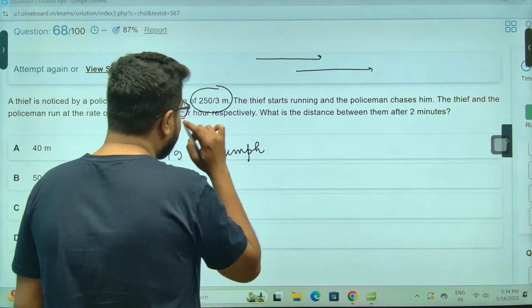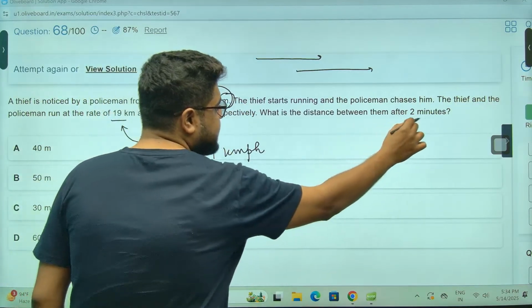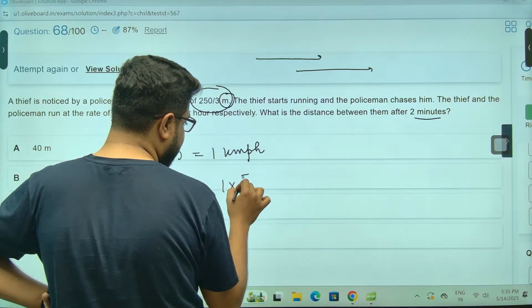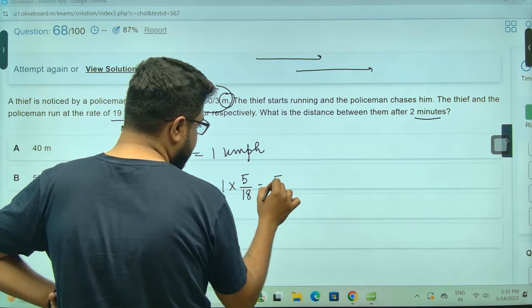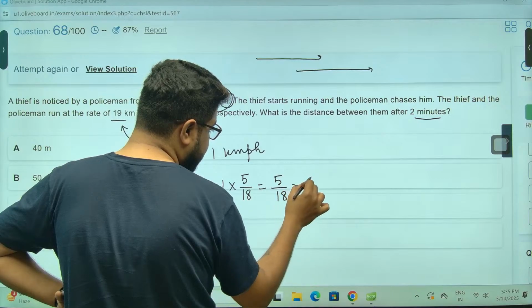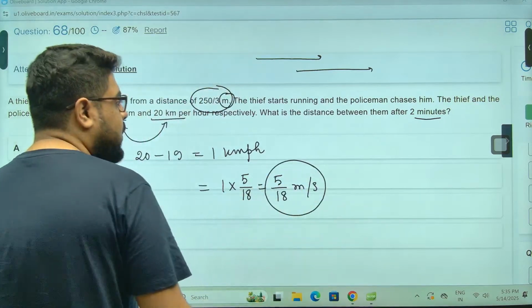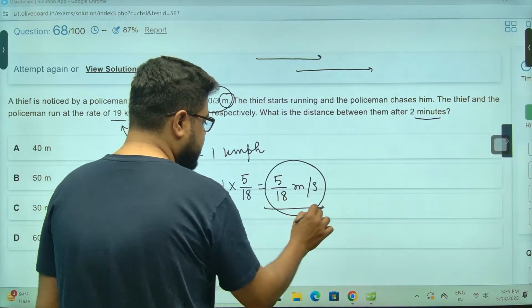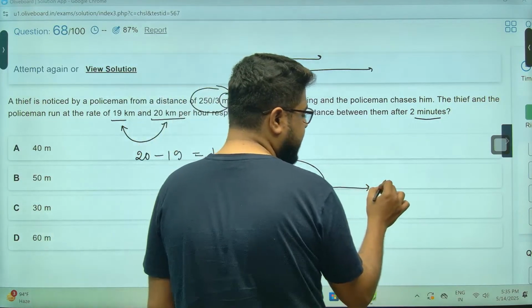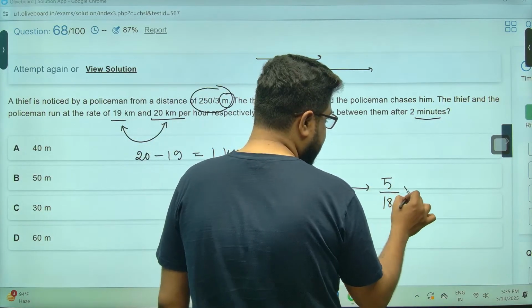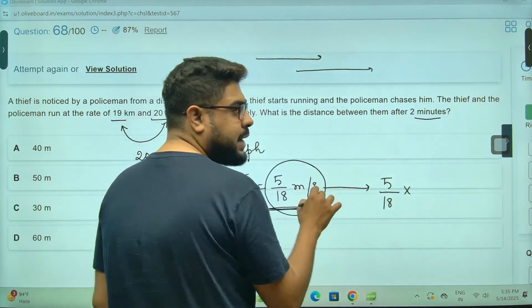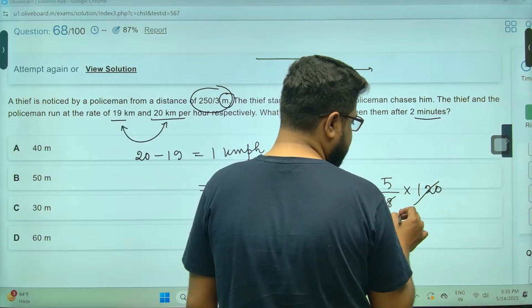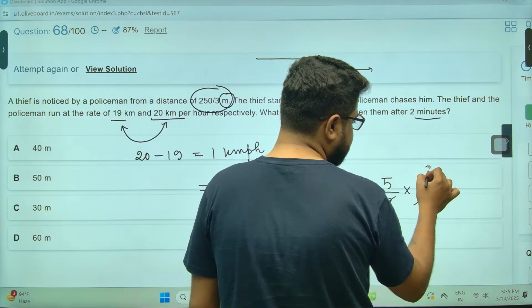Now the distance is in meters and time in minutes, so let's do one thing. This is 1 into 5 by 18 meters per second. Now, what is the distance after 2 minutes? This is the relative speed, so how much distance will they cover? Speed into time, but I must take it in seconds. 2 minutes means 120 seconds. Sir, 18, how much? 6 threes are this, 6 twenties are this, right?